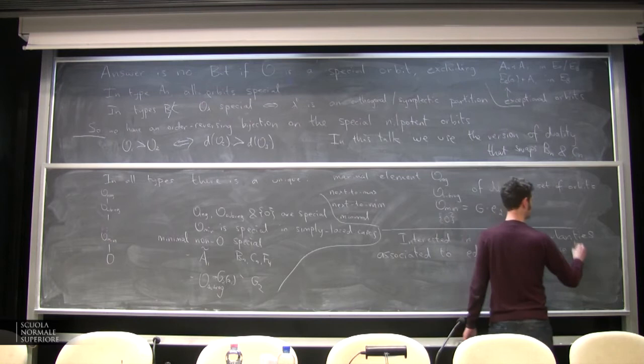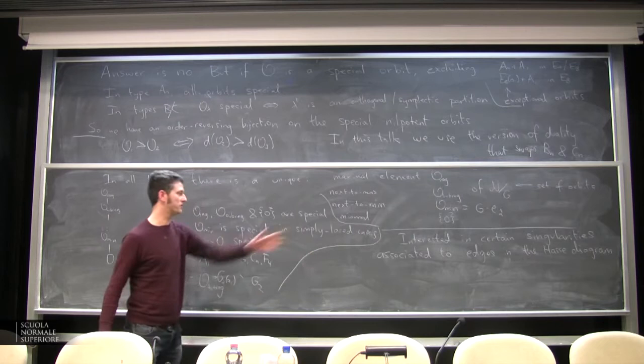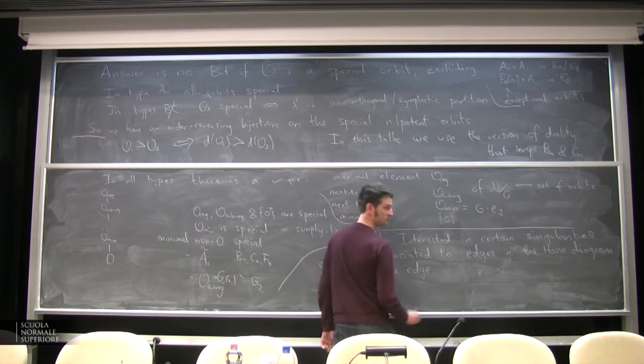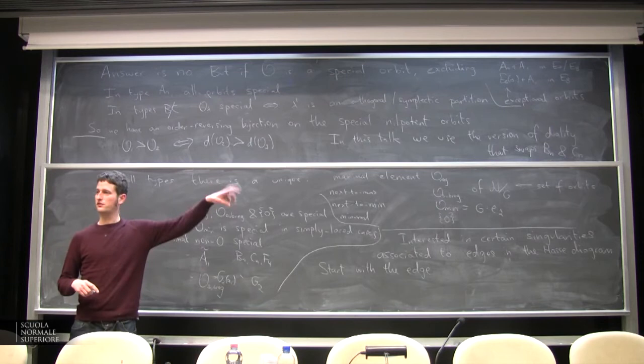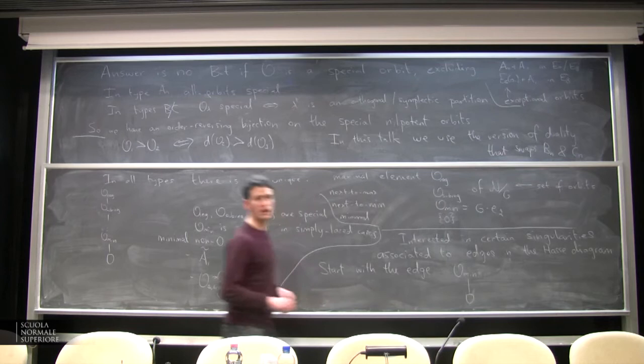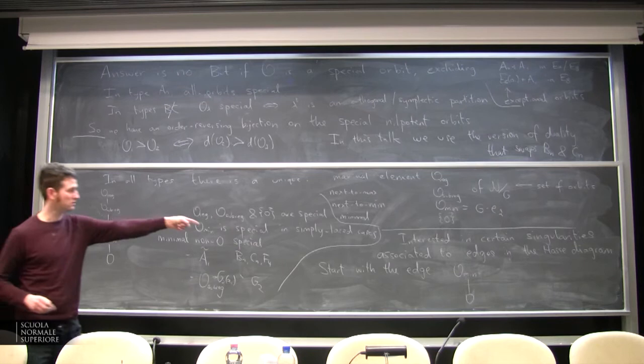Right, so what singularities could we associate to edges in the Hasse diagram? So let's start with the one right at the bottom. Are you always considering special edges? For the moment, I'm just talking about arbitrary orbits, and then I'll explain how to then go to special orbits. It's a slight adjustment of what I'm saying now. So we start with the edge right at the bottom. And the singularity associated to this is just the nilpotent orbit closure, the minimal one.